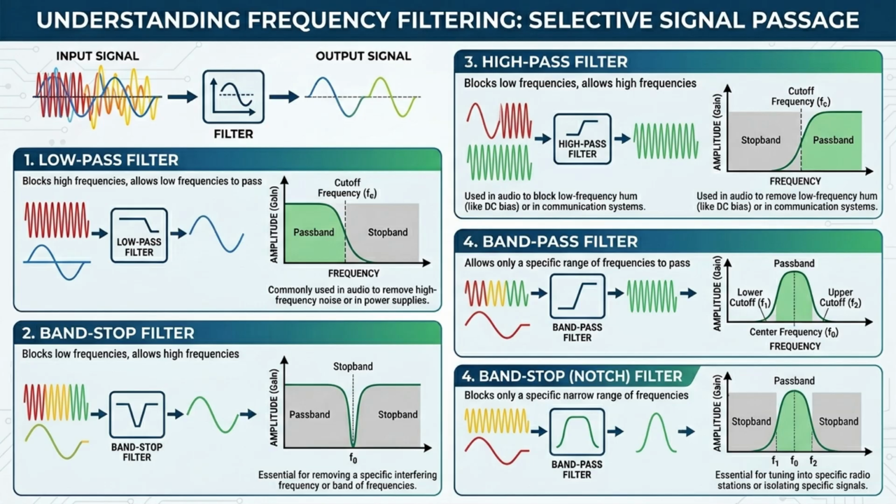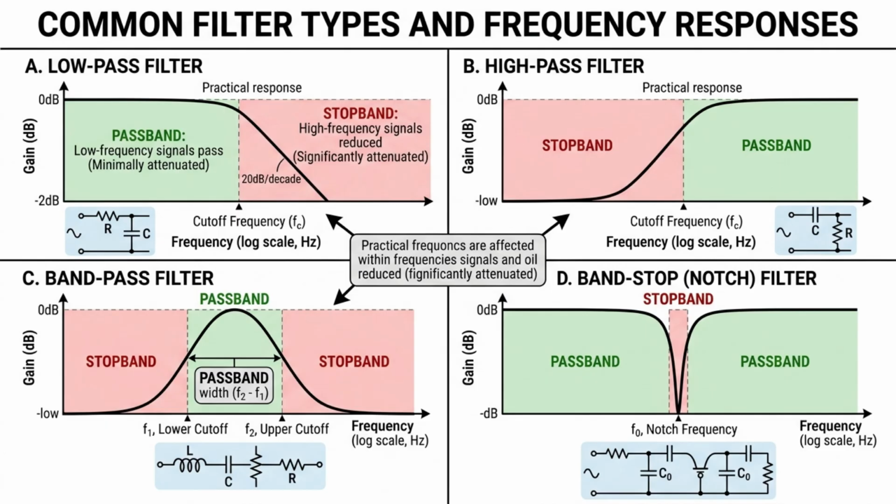A filter is a system that modifies a signal according to frequency. Instead of treating all frequencies equally, a filter selectively passes some frequencies while attenuating or rejecting others. Filters are characterized by their frequency response, which describes how different frequencies are affected as they pass through the system. Frequencies within the passband are transmitted with little attenuation, while frequencies outside the passband are reduced.